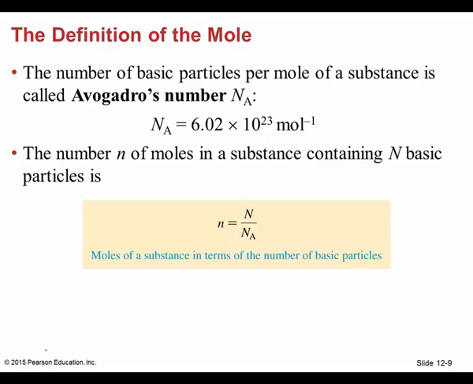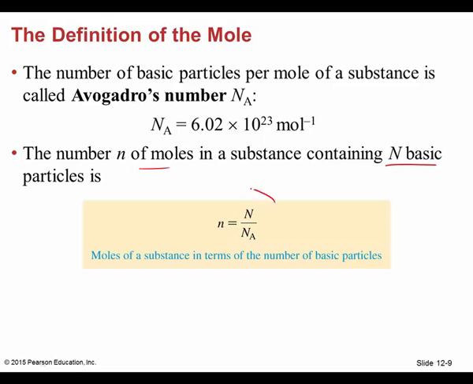All right, now, being that Avogadro's number is 6.02 times 10 to the 23rd per mole, now you do that in mole to the -1, that just means per mole, then we can find the number of moles by doing what? By taking the number of particles and dividing it by Avogadro's number, okay?